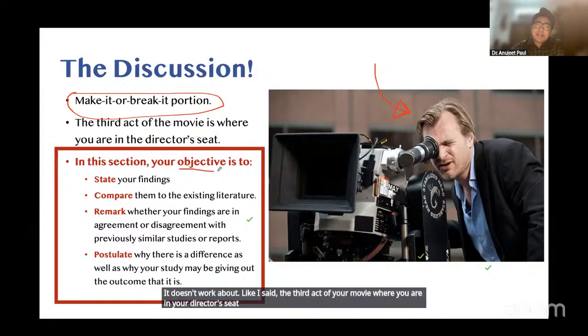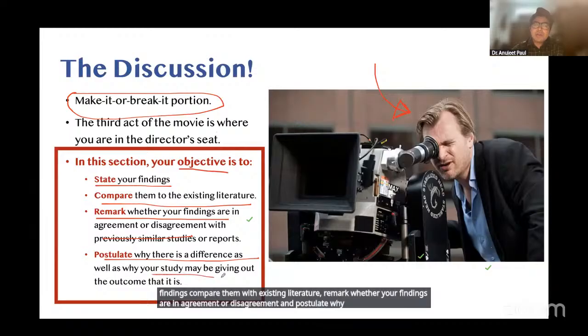So your objective in your discussion is to state your findings, compare them with existing literature, remark whether your findings are in agreement or disagreement, and postulate why there is a difference and why your study is giving out an outcome, whether your study stands out, the reason why it stands out, and the reason why people should think about your study while thinking about the topic that they're reading.